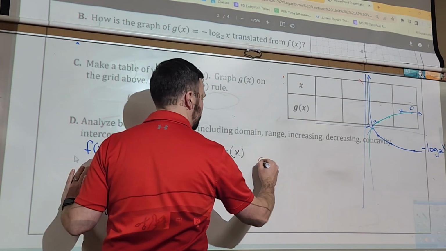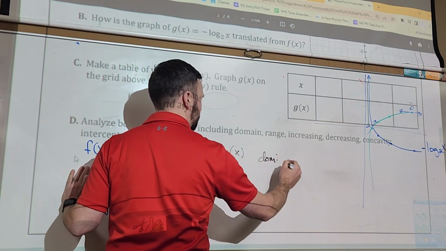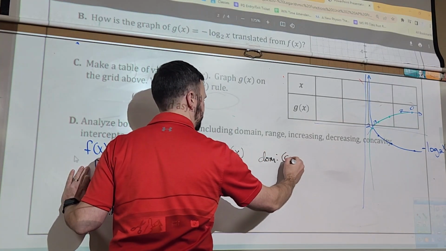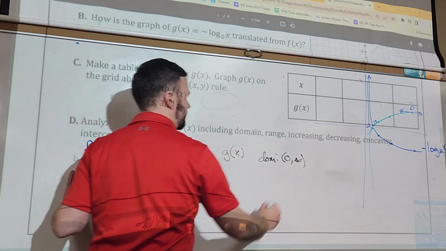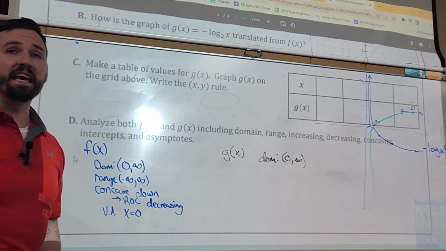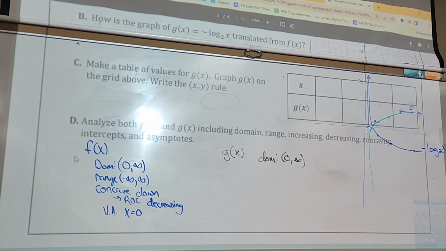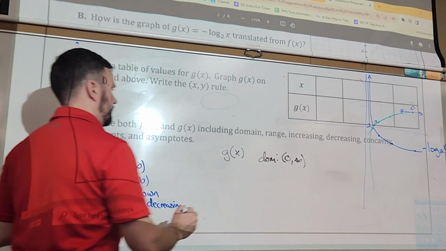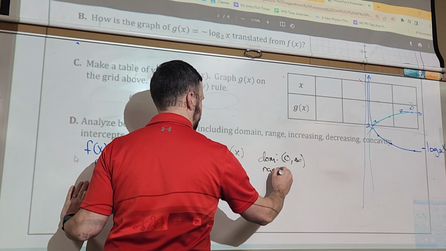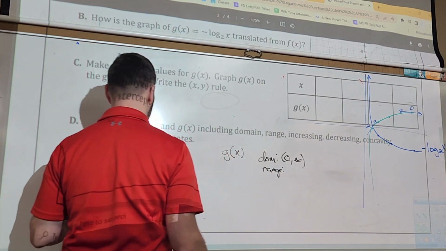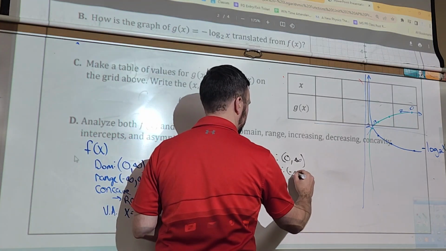What's my domain on this one? It's still 0 to infinity, right? It's not the inverse. We've been doing that a lot. These aren't inverses. They are flipped. What's my range? It's still negative infinity to infinity.